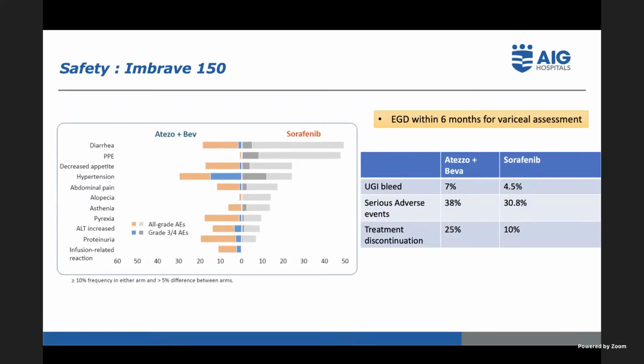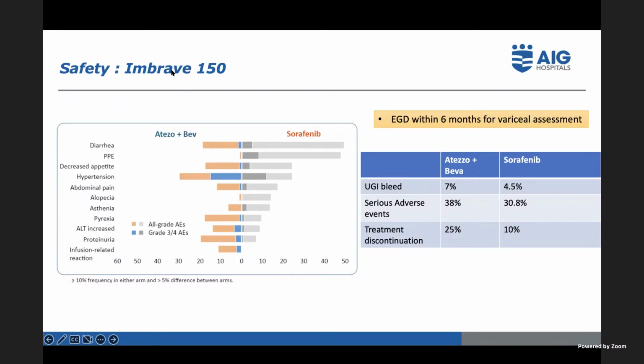There was always a concern about safety. The most common safety concern was the risk of bleeding. So this is the risk of bleeding in the atezo-bevar versus sorafenib, 7% versus 4.5%. Treatment discontinuation was definitely slightly more in the atezo-bevar group. And if you see, diarrhea is also significant when compared to sorafenib. And they have a combination of problems like hypertension, loss of appetite, and there can be a rise in ALT. But serious adverse effects were almost similar between the two groups.